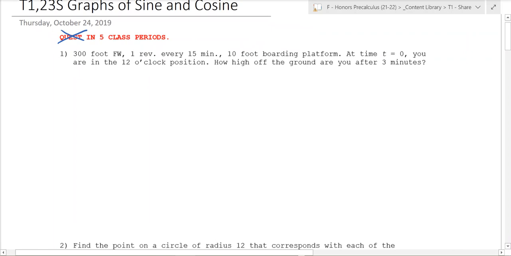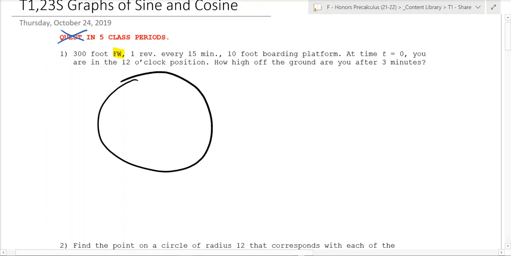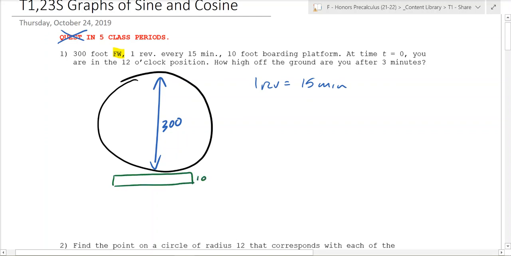I know you love them. So here's what's going on. You have a 300-foot Ferris wheel. So let's just draw this circle here, 300 feet. So that means it's going to have a diameter of 300. And at one revolution every 15 minutes. And it's got a 10-foot high boarding platform. So there's a boarding platform 10 feet high. It's 10 feet high right there.